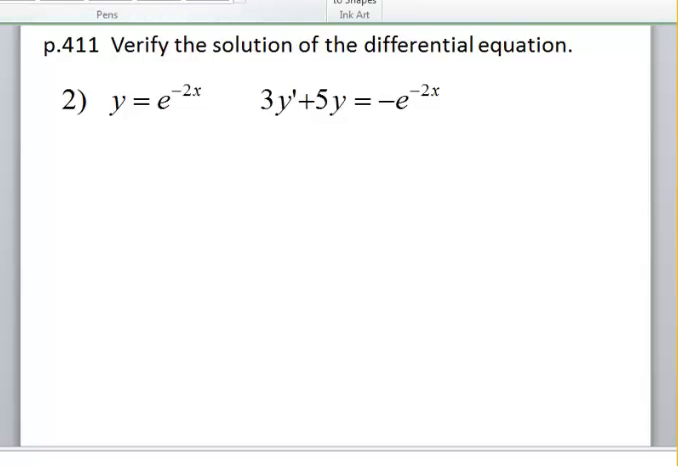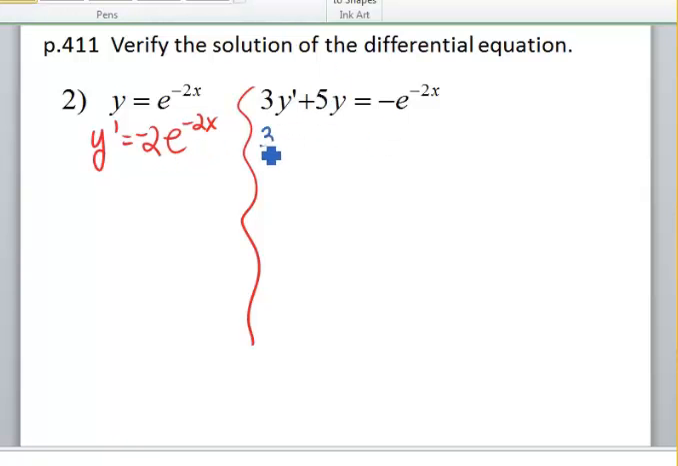So what I'm going to do is, first of all, I need to find what y prime is so I can plug that back in to see if it's a true statement. So y prime is equal to, we know the derivative of e to the negative 2x to be e to the negative 2x times the negative 2. So I'm going to put the negative 2 out front. Over here, I'm going to show that this is actually the solution.